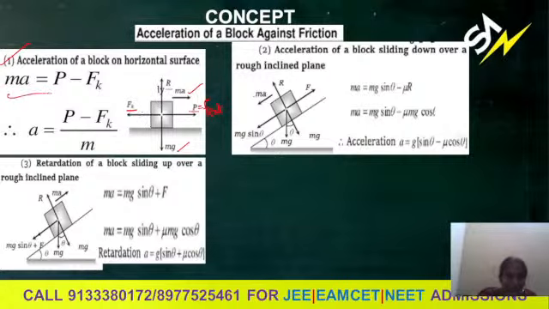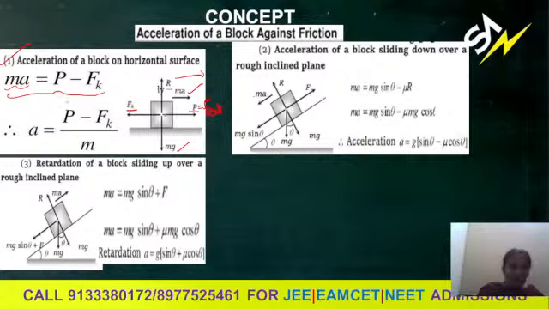So this is the formula of net force acting on the object. Net force acting on the object means we take the resultant force in the direction of motion. Direction of motion is this direction. So in that direction F external, opposite to it frictional force. So P minus Fk is equal to net force. Net force is nothing but mass into acceleration of the object.